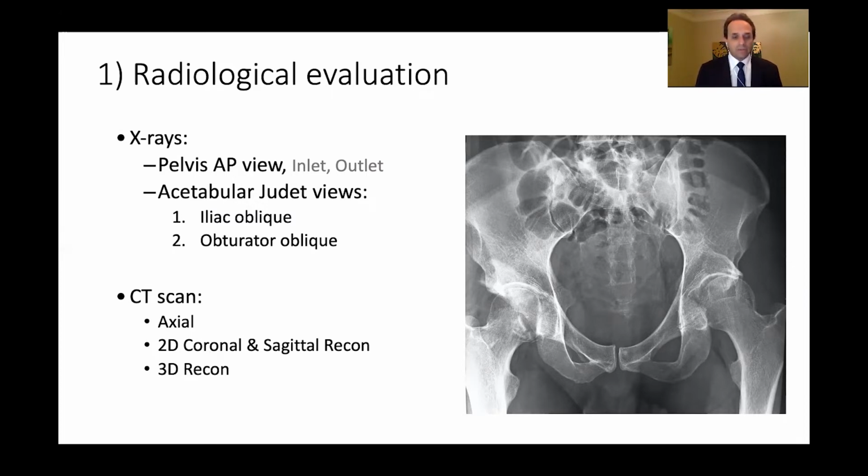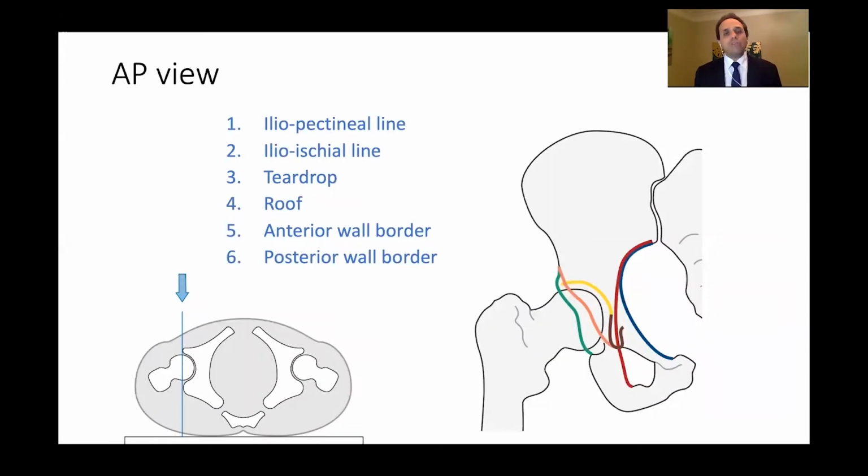And in acetabular fractures, we need a CT scan, most of the time a multi-slice CT, taking acetabular cuts, which are usually thin cuts, and we need to examine carefully the axial cuts, the 2D coronal and sagittal reconstruction cuts, and the 3D reconstruction. On the AP view, we have 6 lines: the iliopectineal, or the anterior column, represented in dark blue, the red ilioischial line, or the posterior column, the teardrop in brown, the roof in yellow, the anterior wall in orange, and the posterior wall in green.